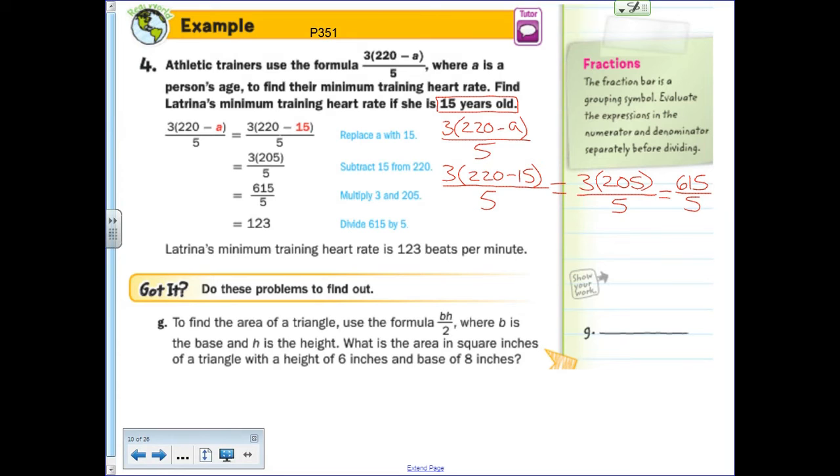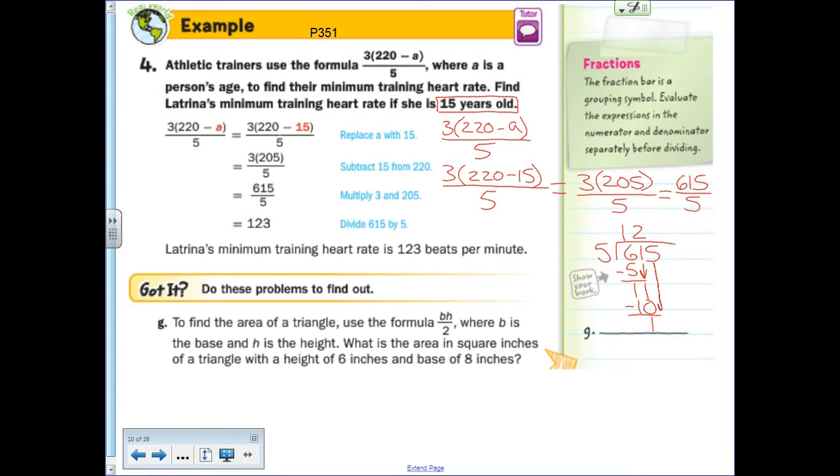Now I'm going to have to do a division problem. I'm going to put the top number, 615, inside the bracket. I'm going to put 5 outside the bracket. 5 goes into 6 one time. I subtract, I get 1 left over. I bring down my 1. 5 goes into 11 2 times. I get 10. I subtract, I get 1 again.